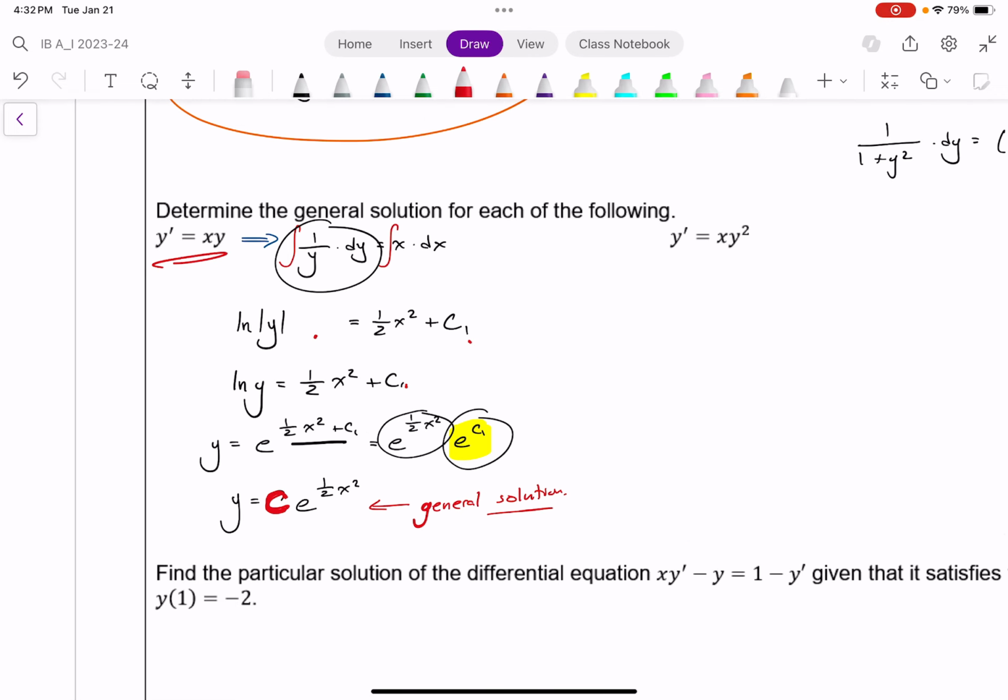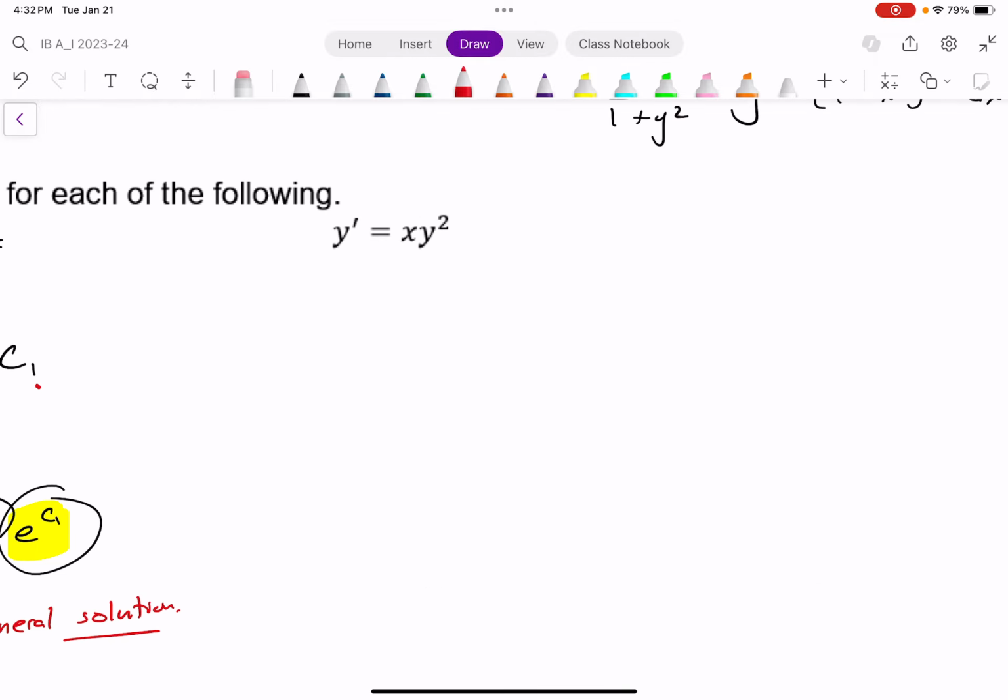Let's do something similar for this. It already is separated. That's very nice. It's already separated, so now I need to rearrange it a bit and put it into a form that I can integrate, which means I'm going to divide both sides by y squared. So I have 1 over y squared times dy on one side, multiply both sides by dx. I have x dx on the other. I'm going to find the indefinite integral of both of these.